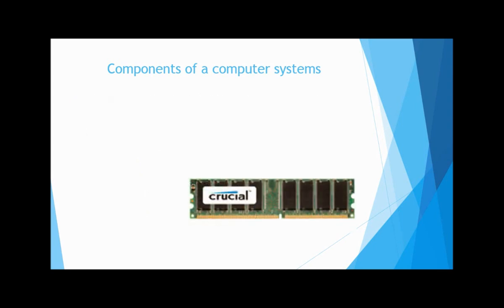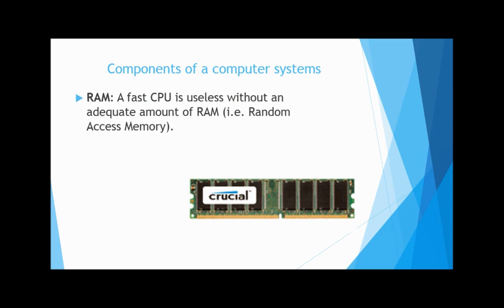2. RAM. A fast CPU is useless without an adequate amount of RAM, that is, the random access memory. RAM is usually referred to as a computer's memory, meaning it stores information that is used by running programs or applications. More memory lets you run more applications at the same time without degrading your system's performance.